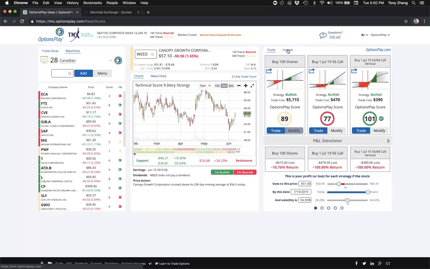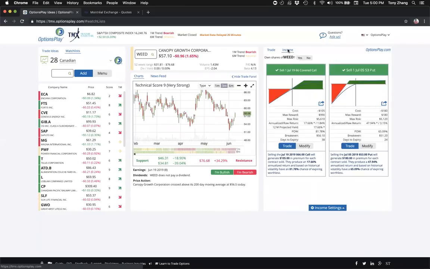And lastly, before I leave, I just want to show you guys, for those of you that are interested in selling covered calls, because again, that's the first strategy that you're typically approved for when you're applying for an options account. You can click on the income tab. The income tab will provide you with a covered call idea and a short put idea. Today, we're just going to talk about covered calls, and it will ask you, do you own shares of weed?